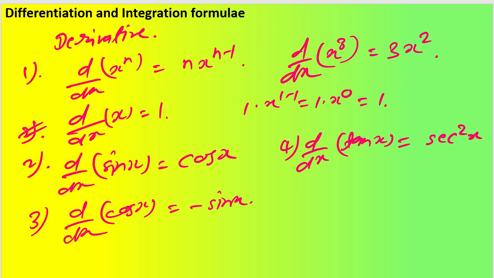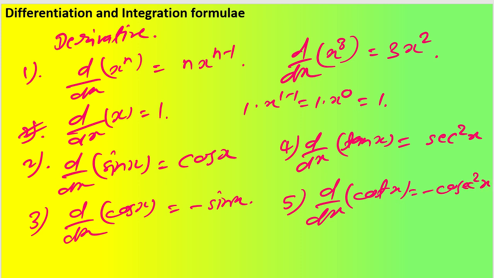Let us try to take the next one. We have the fifth one as d by dx of cot x. So tan x is done, cot x will be minus cosec square x. So integration will be just opposite to that, like integration of minus cosec square x will become cot x. Okay, so that's the main understanding that I want to give you.